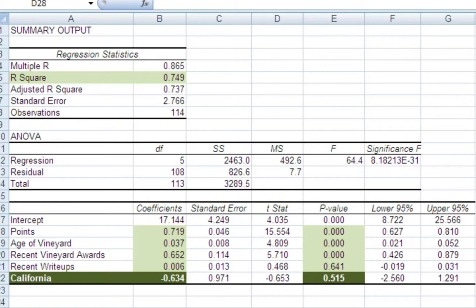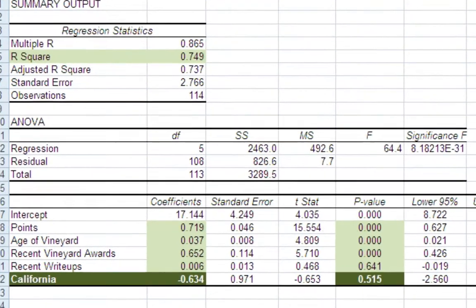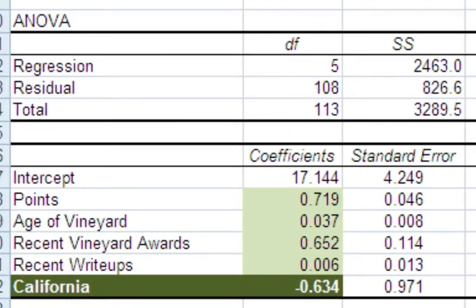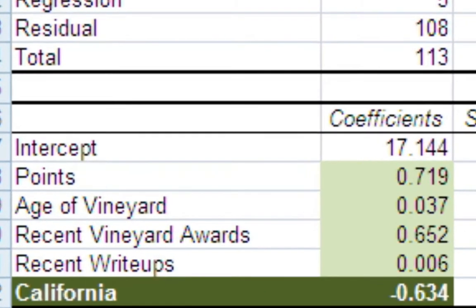The coefficients for points, age of vineyards, recent vineyard awards, and recent write-ups, the signs are as you would have suspected, but let's look at the coefficient for California. The coefficient of minus 0.634 for California means that California wines, all other things equal, experience a penalty of 63 cents per bottle. So, since we are mainly interested here in how California wines compare with others, our result would be, well, actually, they do incur a penalty.